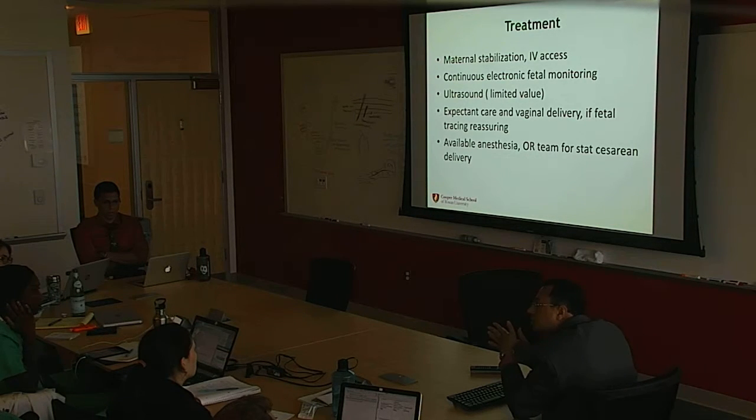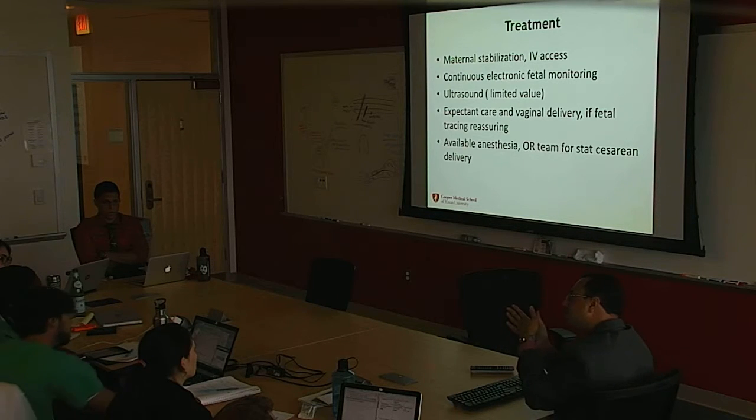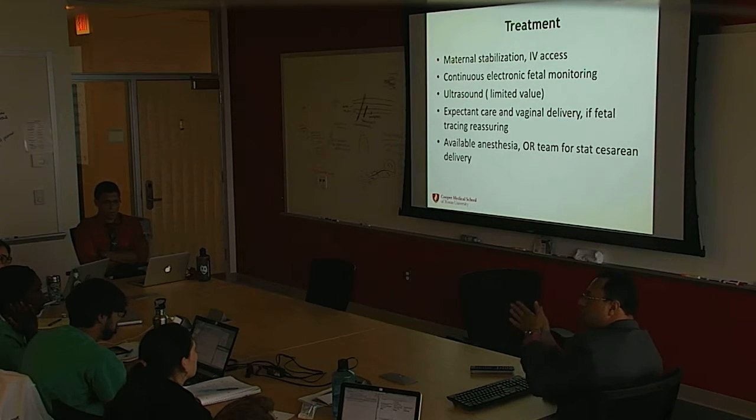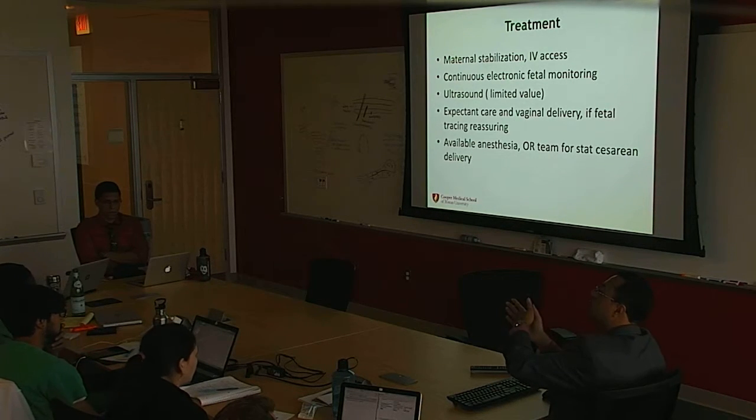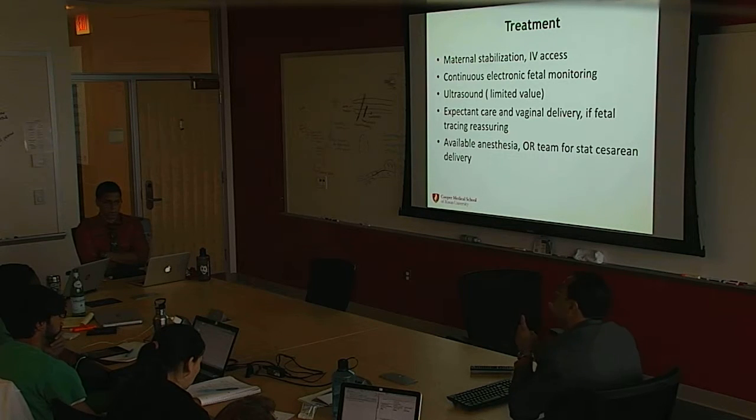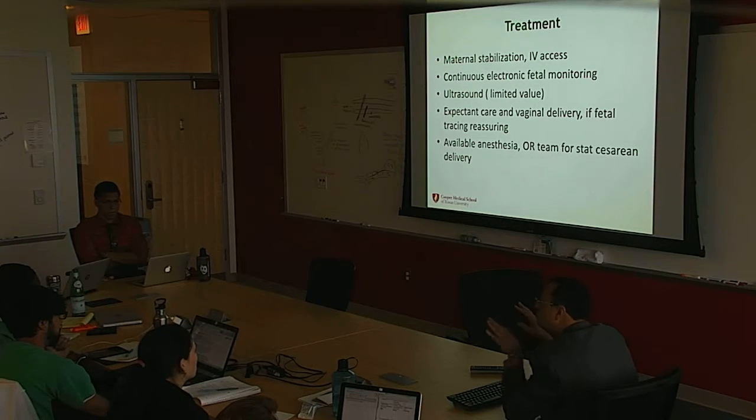So if the abruption is little, then you're allowing it but monitoring to make sure it's not going to get more. At any time the abruption can increase, and if it becomes too bad that the baby's heart rate on the monitor goes down, it's not looking right, the mother is unstable, you do a section on the spot. That's why it says to have the anesthesia and OR team available for stat cesarean delivery.